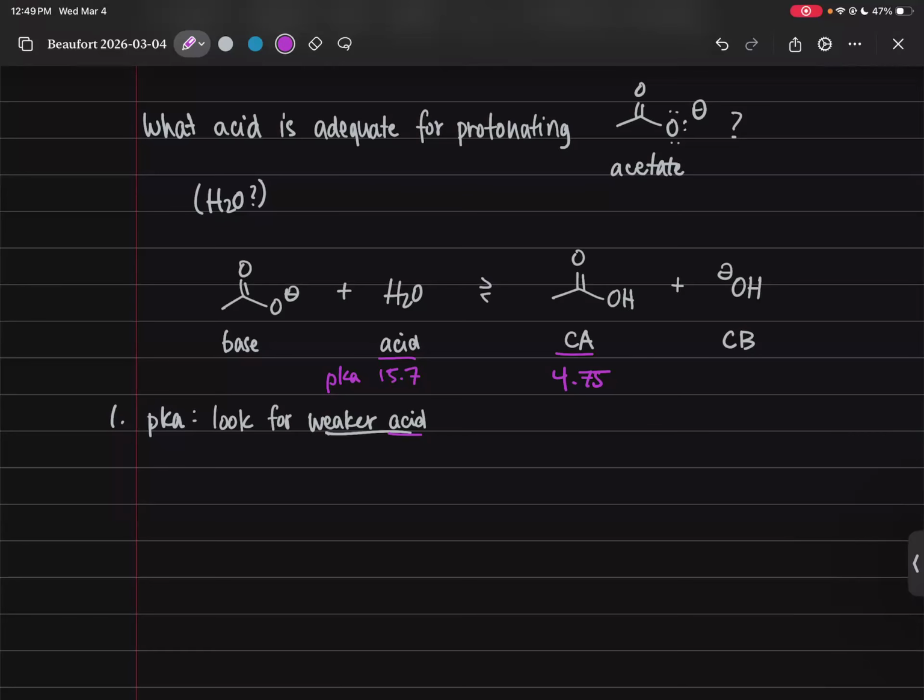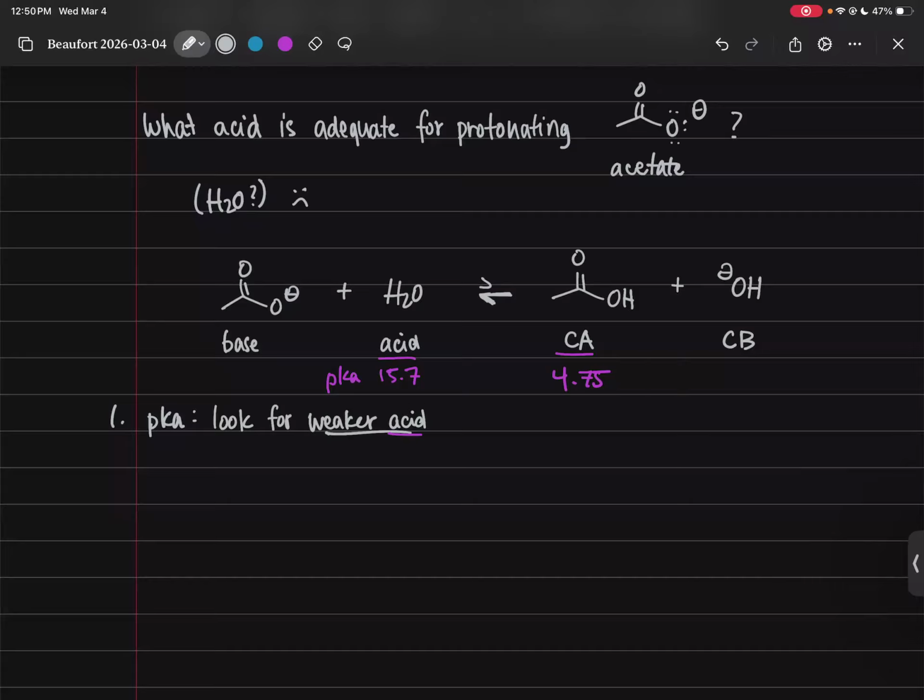So lower pKa means stronger acid, higher pKa means weaker acid. And so water is the weaker of these two acids, and that means the equilibrium is going to lie on that side. All right, so already this is not looking good for our reaction because we want the reaction to go forward. And the equilibrium is telling us that it's not. So at this point, we can make our conclusion. Water is not a good acid for protonating acetate.